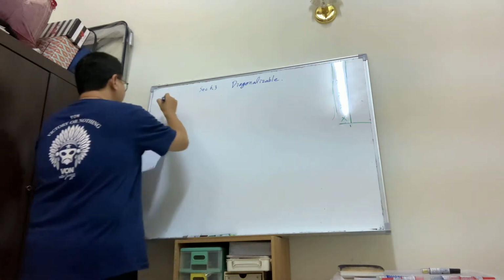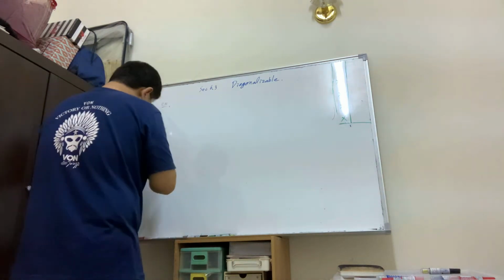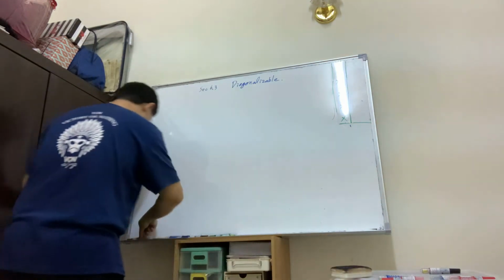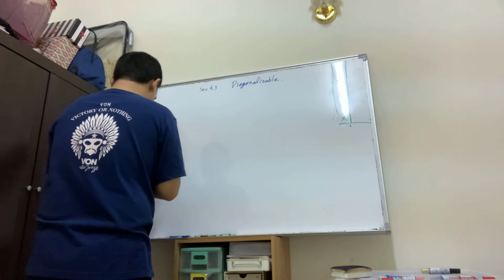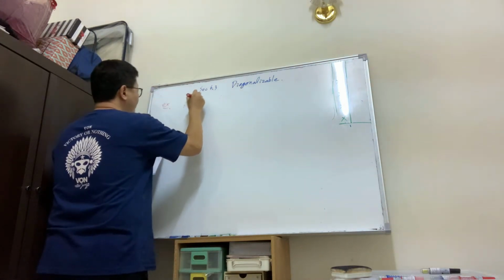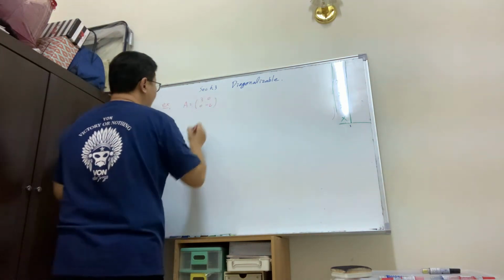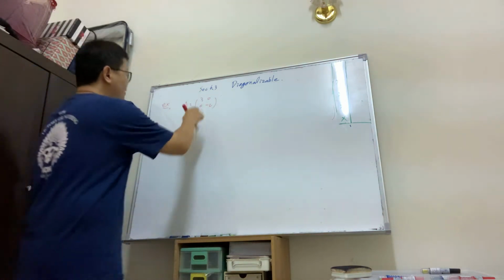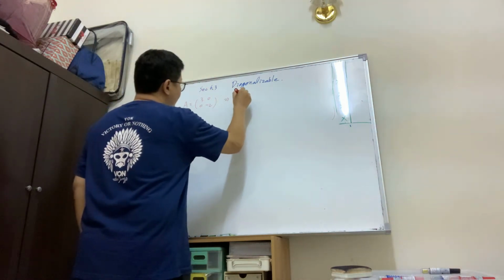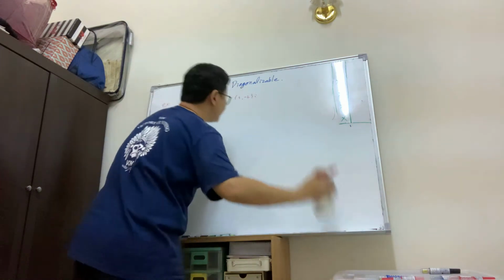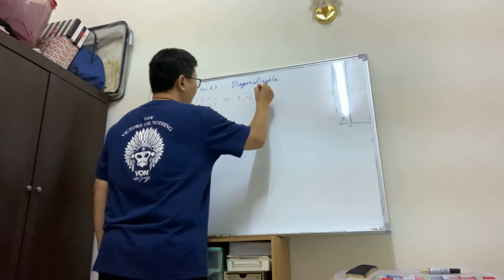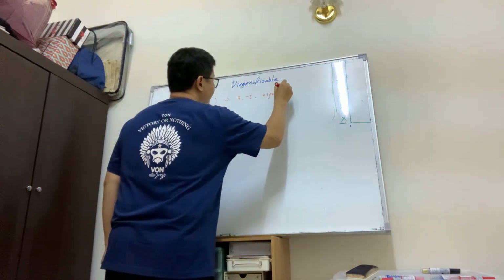Now, if the matrix is of the form, for example, A is 3, 0, 0, -2, then it's easy to see its eigenvalues, because it's upper triangular, so just look at the diagonal entries. 3 and -2 are eigenvalues of A.